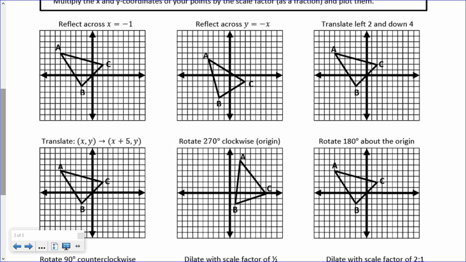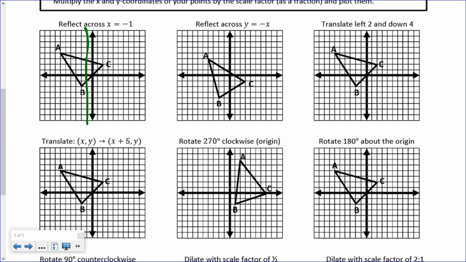My first example here is a reflection across the line x equals negative 1. So first you guys have to go back to Algebra 1. What does the line x equals negative 1 look like? Is it vertical or horizontal? It crosses the x-axis. It is vertical because it crosses the x-axis at negative 1. So everybody draw that into your picture, please.